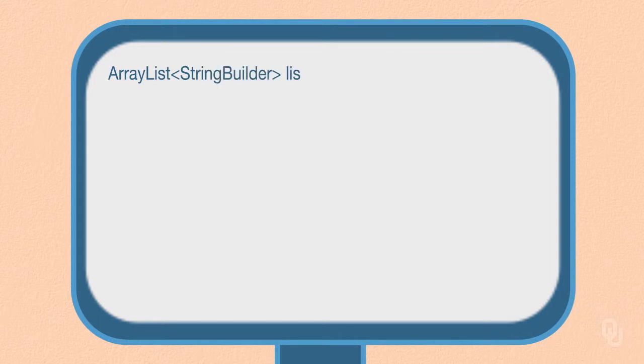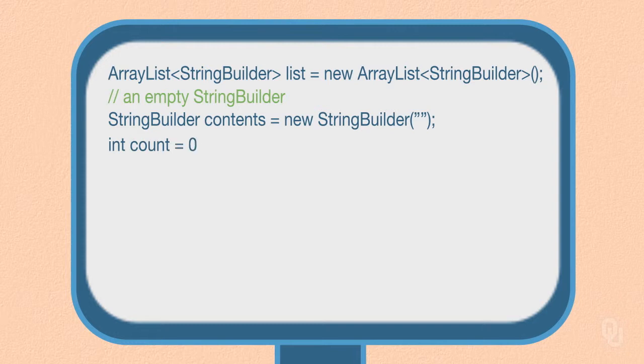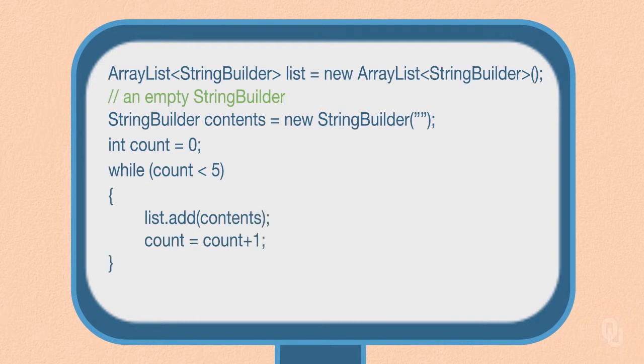ArrayList<StringBuilder> list = new ArrayList<StringBuilder>(); StringBuilder contents = new StringBuilder(""); int count = 0; while (count < 5) { list.add(contents); count = count + 1; } So, what happens when we do this?